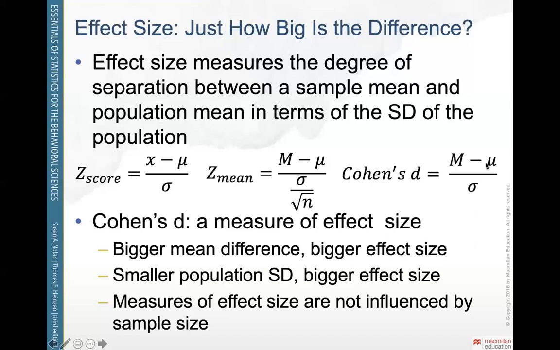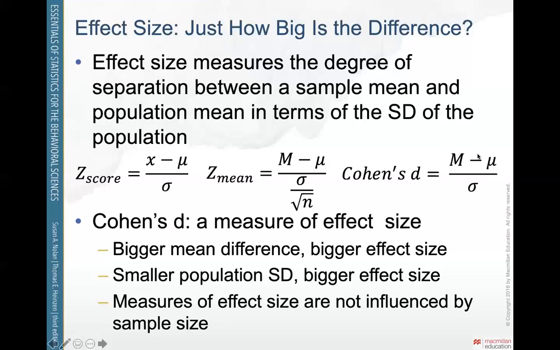The numerator increases as the difference between the sample mean and the population mean increases as well, which makes sense because we're talking about the degree of separation. The further apart the sample mean and population mean are, the further separated they are, the bigger Cohen's d, the bigger our measure of effect size is going to be. That makes some sense. Another important thing, though, is that the smaller the population standard deviation, the bigger the effect size. So this one, you have to think about it just a little bit more.